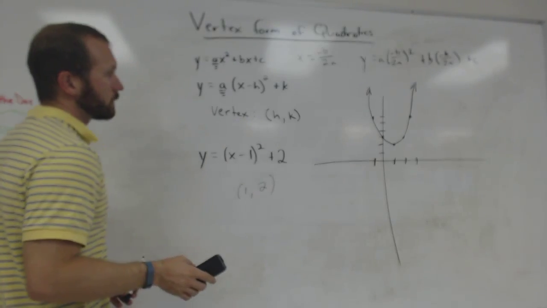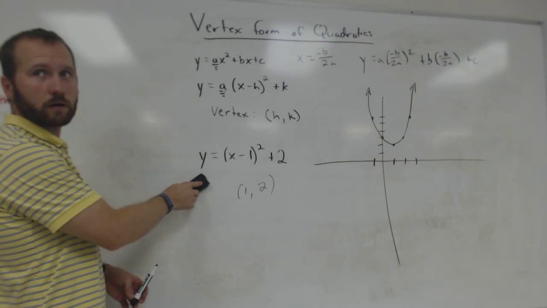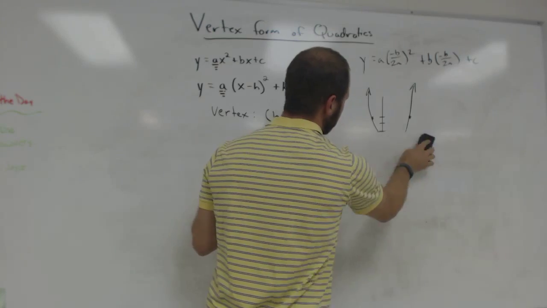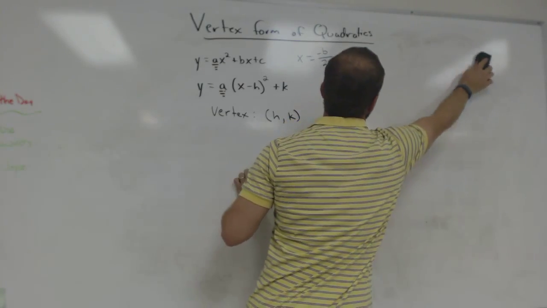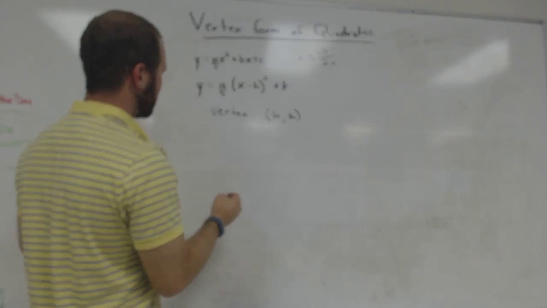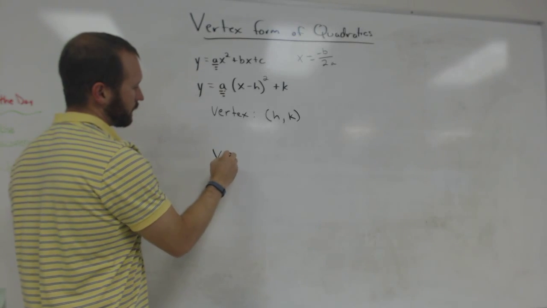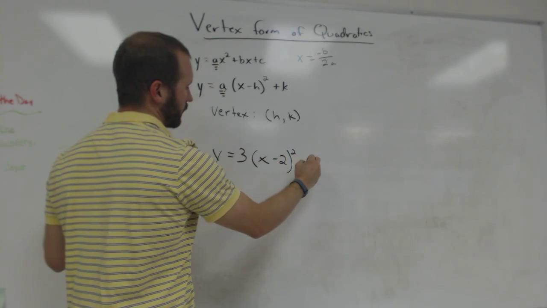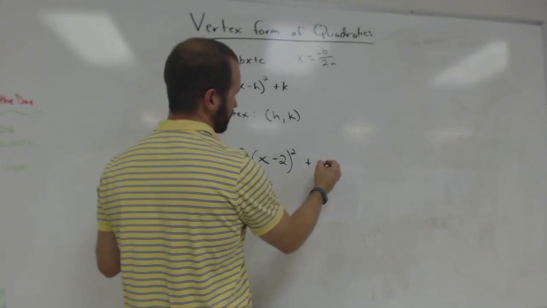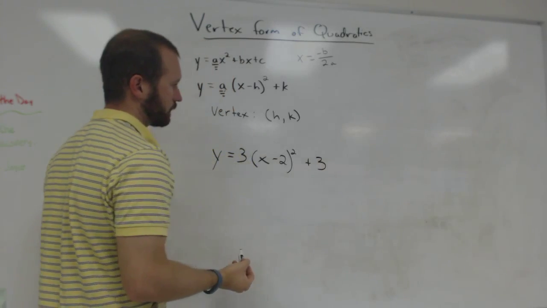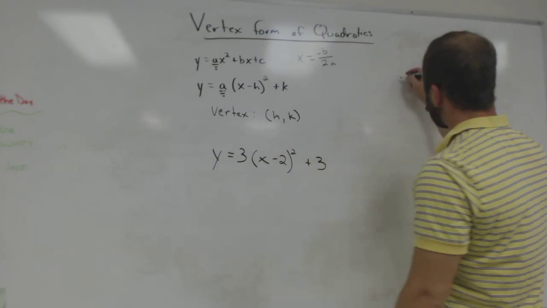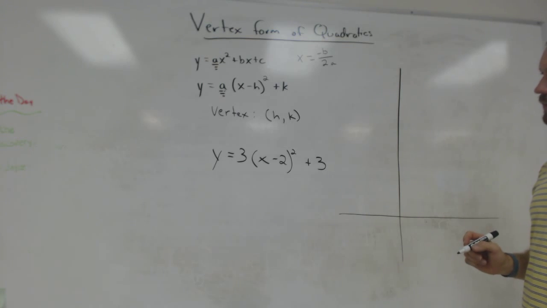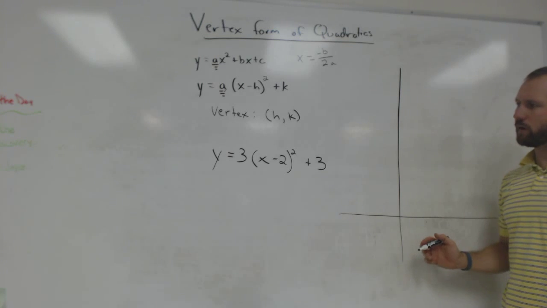So what if I had this? y equals 3(x minus 2) squared plus 3. Alright, what's my vertex here?